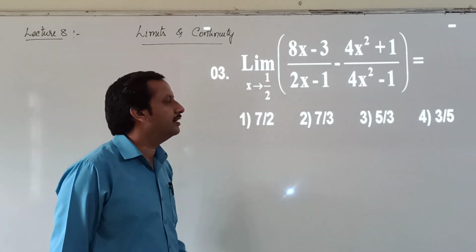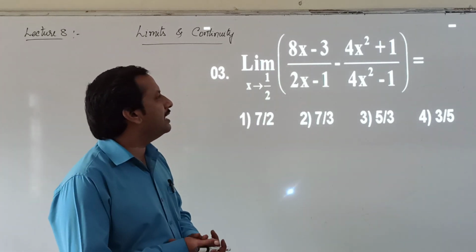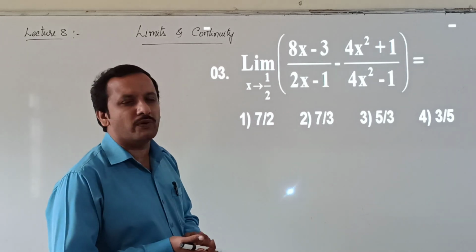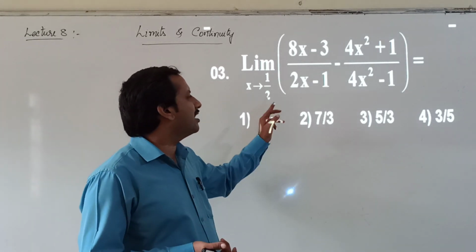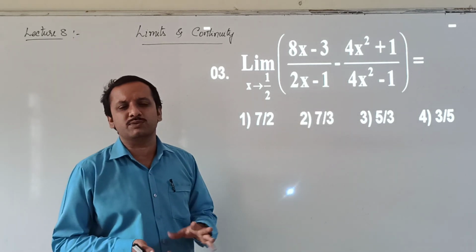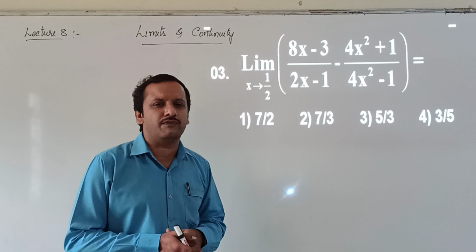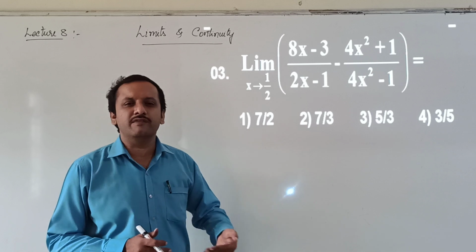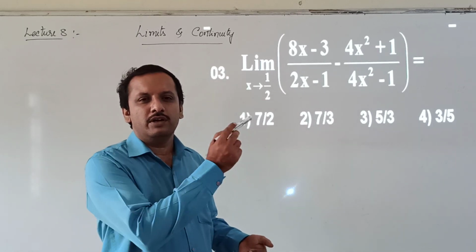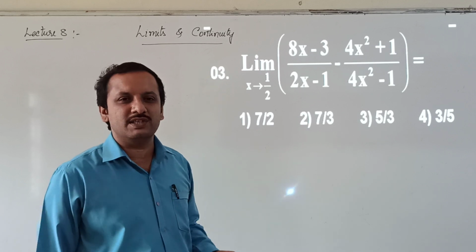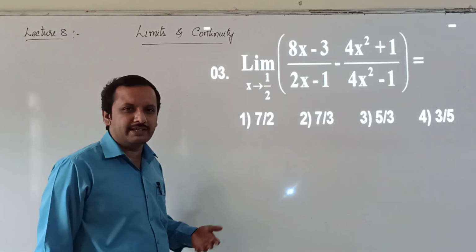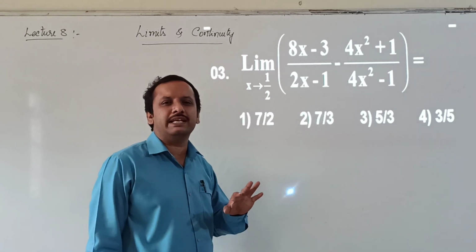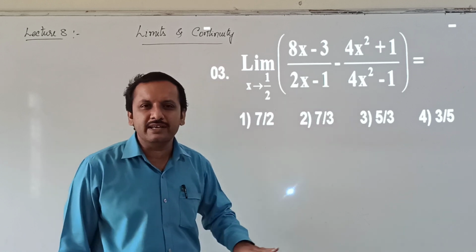So first term will tend to infinity. Minus, look at the second term, 4 into x square, I am putting x as 1 by 2, so x square is 1 by 4, 4 into 1 by 4 will be 1, 1 plus 1 is 2. Denominator is 4 into 1 by 4, that is 1, minus 1, 0. 2 by 0 is also tending to infinity. So this is of the form infinity minus infinity. When you get infinity minus infinity, what do we do? Don't cancel infinity and infinity and say the answer is 0. Infinity minus infinity is one of the indeterminate forms which cannot be written as 0.